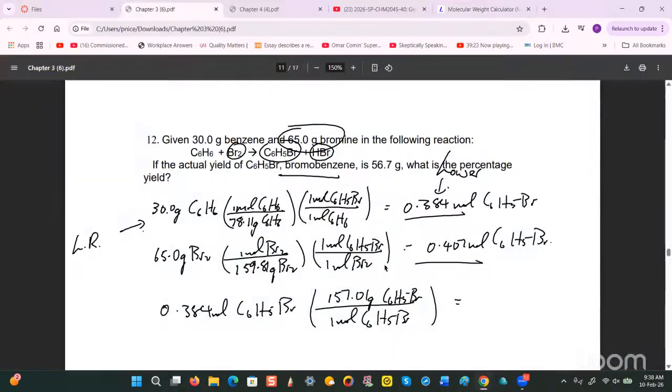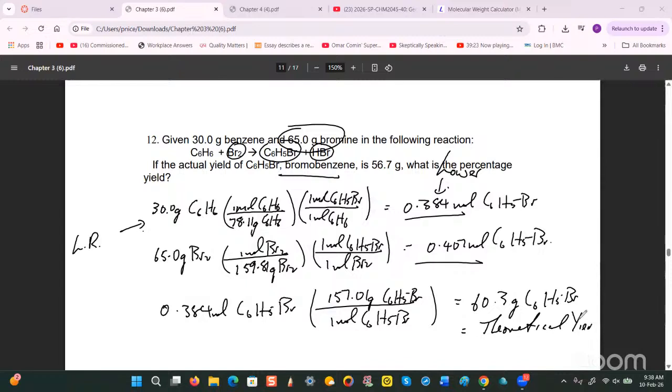So 0.384 times 157.01. And according to my calculation, again, please inform me if I'm doing the wrong thing, but I got 60.36, so 60.3 grams of C6H5Br. And this, folks, would be the theoretical yield, right?